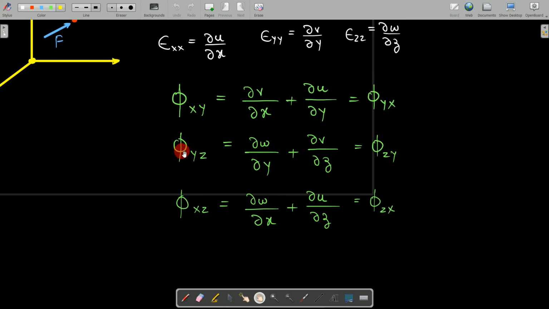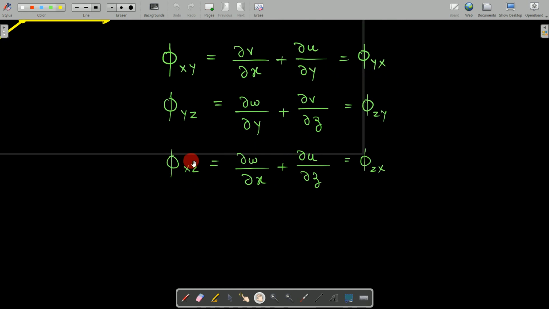Here I have written phi yz. Since you have written phi yz, first you write y, that is dou y, then you need to write dou z. Corresponding to z, you know it's w, so here we'll be writing dou w. Corresponding to y, it's v, so we'll be writing dou v. And this yz will be equal to zy.